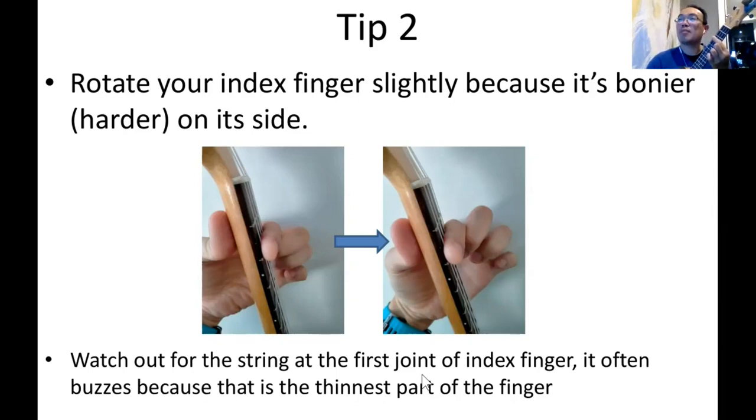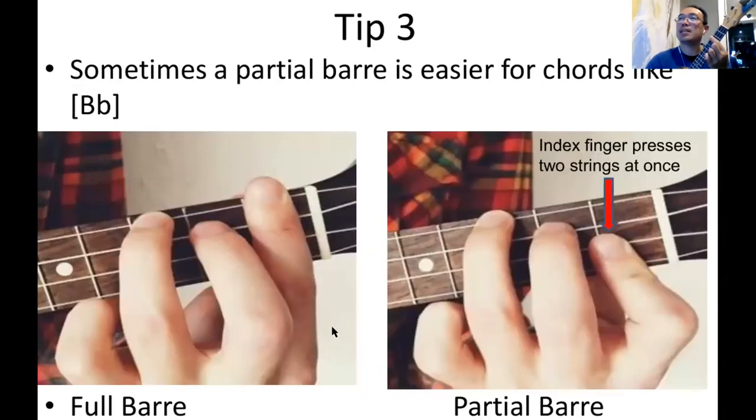And the last tip for bar chords is, I suppose we've discussed this, sometimes a partial bar is easier. This is a full bar. This is what Steven was doing. And this is a partial bar. That means you're only barring two strings instead of the whole thing. I'm not sure whether it's easier for some of you, but I thought barring 2 strings is easier than all 4.